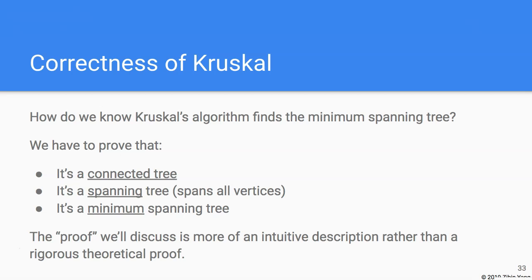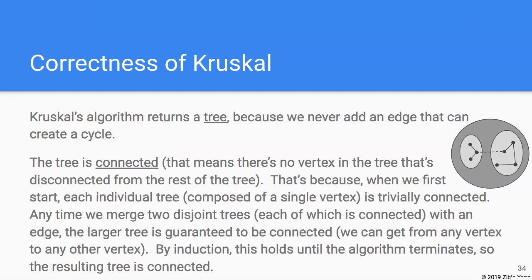of why this algorithm works. So the first thing we want to prove is that the output from Kruskal's algorithm is a connected tree. First, it must be a tree because at every step of the way, if an edge would create a cycle, we throw that edge away. So we never add an edge that would create a cycle. So the result must be a tree. And then secondly, the tree is connected.